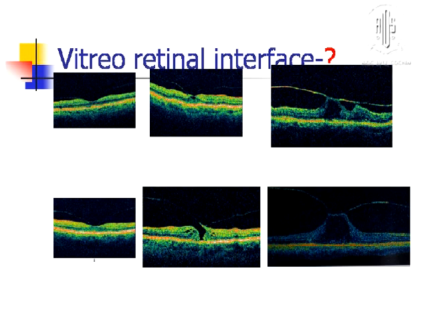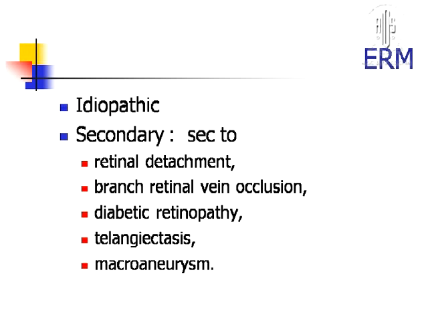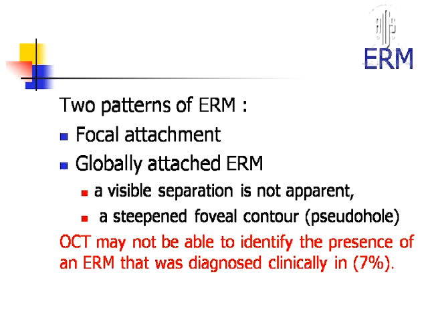This is the vitreous hyaloid, which is thickened and pulling the retina. In idiopathic VMT, the anterior-posterior vector is the primary force. But in VMT which is complicated by breakdown of barriers, the tangential force often complicates this traction. Epiretinal membrane, the second pathology, could be idiopathic or secondary to various pathologies. Two patterns of ERM could be identified. One is focal attachment, another is a globally diffuse ERM.